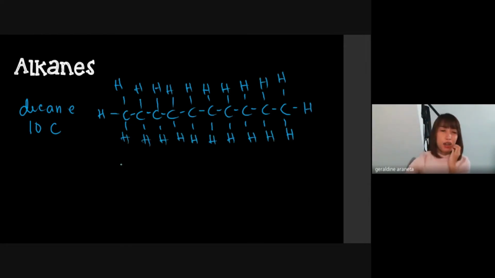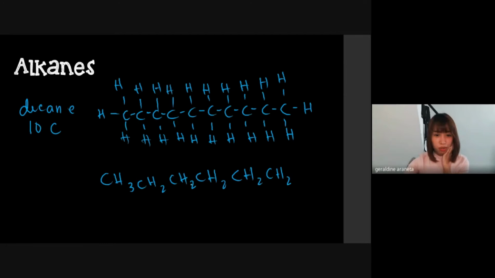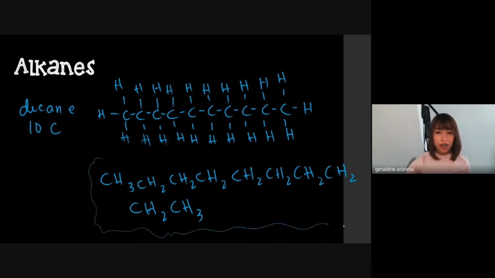Ayan. So, ang condensed formula niya would be CH3, CH2, CH2, CH2, ang dami naman. CH2, CH2, 1, 2, 3, 4, 5. CH2, CH2, CH2, CH3. Tama ba? 1, 2, 3, 4, 5, 6, 7, 8, 9, 10. Okay, tama. So this will be the condensed structural formula for decane. So decane kasi meron siyang 10 carbon and lahat yon naka single bond.